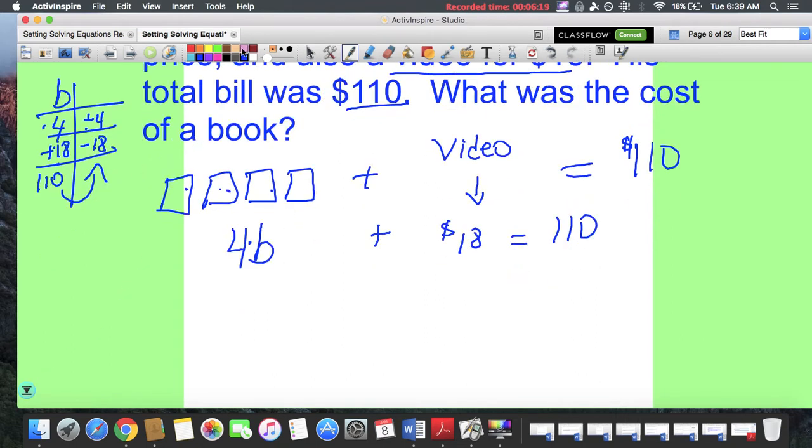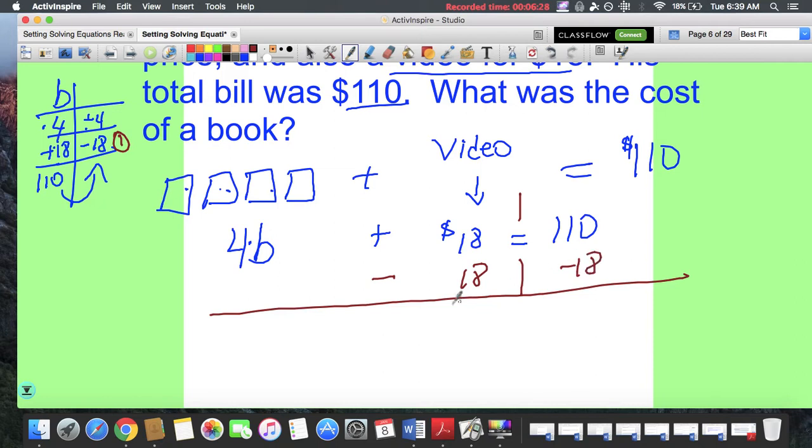So let's do this. First thing is minus 18 here. Sorry, let's do a line in the middle. Minus 18 here, minus 18 here. 18 minus 18 is just 0, so it goes away. And I have 4b left over. 110 minus 18 is 92.